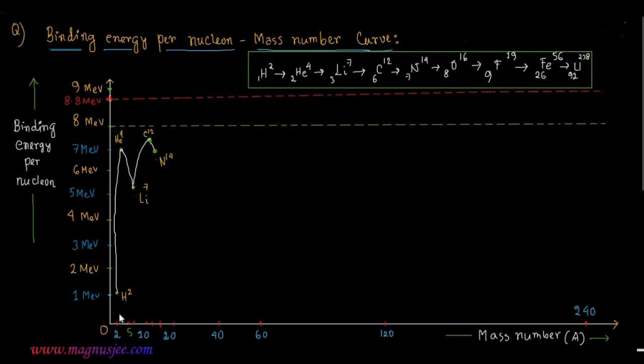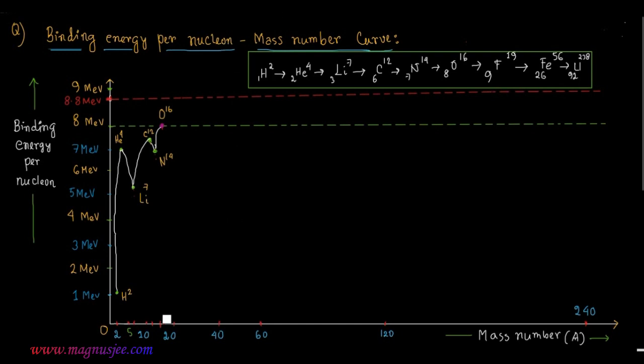Now we can draw an imaginary vertical line having mass number 16, and we have to draw this imaginary vertical straight line having mass number 16 to denote the position of the oxygen nucleus, O16. This point is for oxygen, O16, having binding energy 8 mega electron volt, and we can draw the graph between the nitrogen and oxygen nuclei.